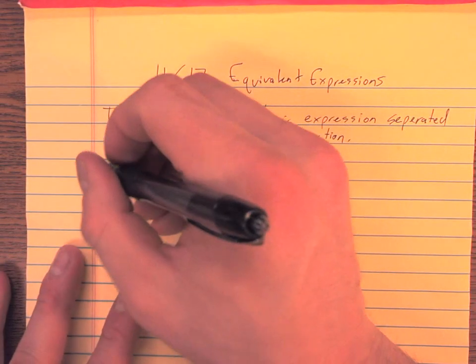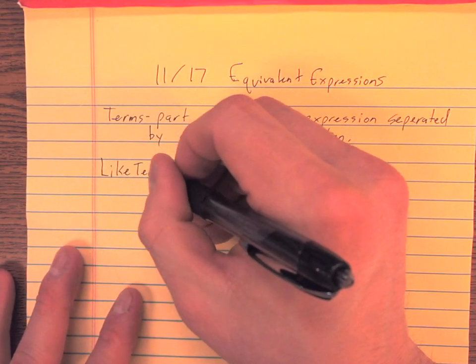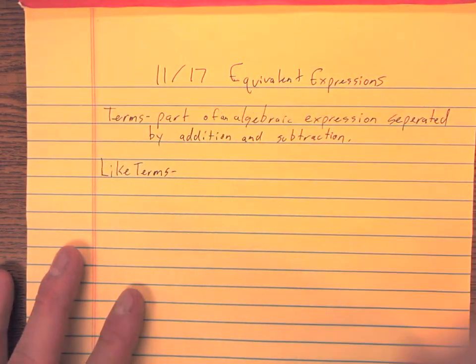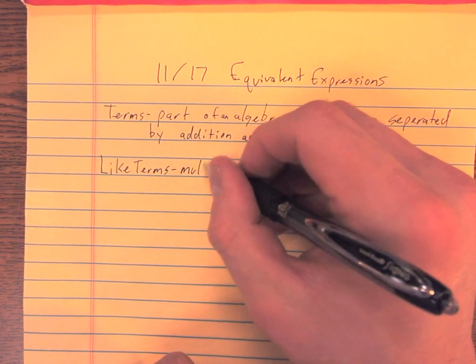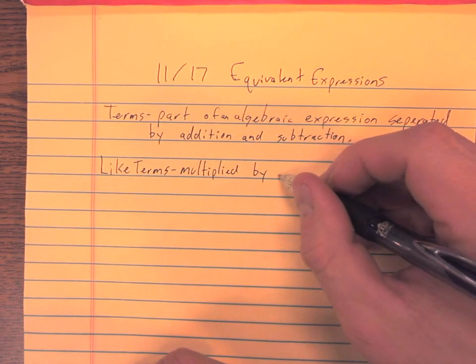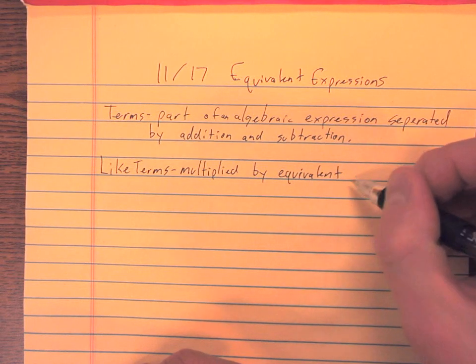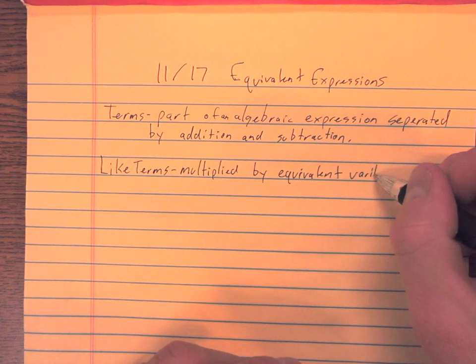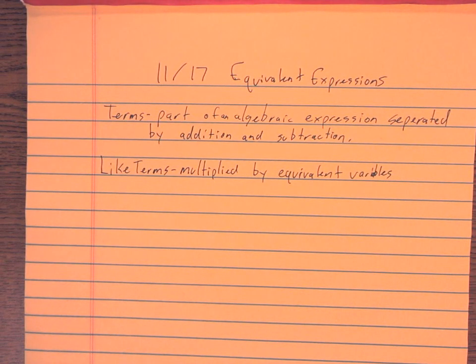Okay, so then our next thing we want to talk about is our like terms. The like terms are things that are being multiplied by equivalent variables. Sometimes we'll have multiple terms in a problem, and if they're being multiplied by the same variable, we can use them and just put them together.